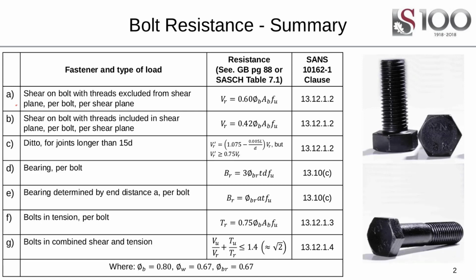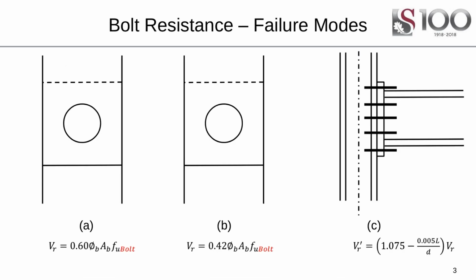these, as shown here, the 7 different types: shear on bolt with threads excluded from shear plane, per bolt per shear plane, and then shear on bolt when threads included in shear plane per bolt. And then ditto for joints longer than 15D, where D is the diameter of the bolt. Then we've got our bearing resistance, bearing determined by end distance, bolts in tension, then bolts in combined shear and tension. So here's some diagrams we're going to look at and try see how to apply this.